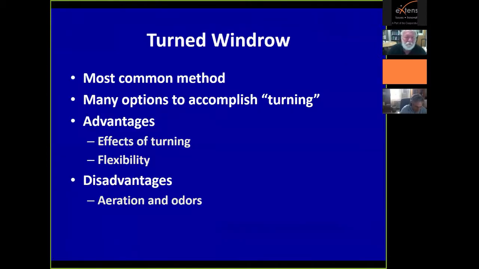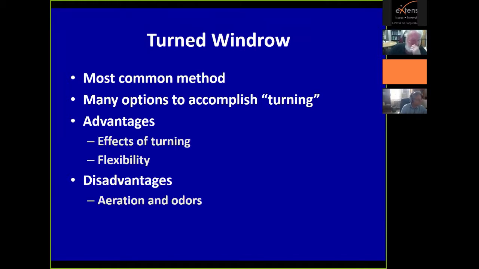The vast majority of composting facilities in the United States are turned windrow operations. And that may be true worldwide as well. It is the most common method. There are many ways of turning a windrow. The effects of turning are to restore bulk density by fluffing the pile. You do get some additional benefit of re-aeration by turning, but that re-aeration disappears rather quickly because of stimulated microbial activity. It's a very flexible system. It's easy to compost. If something doesn't go right, it's easy to start over again.